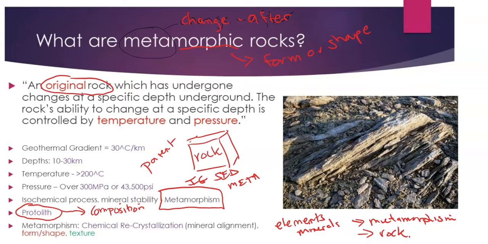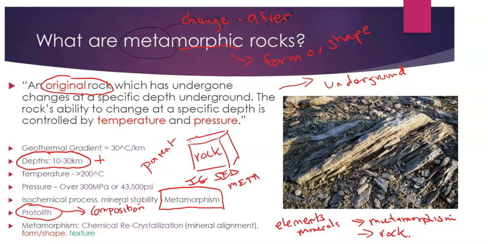So this happens underground, below the surface, at depths of around 10 to 30 kilometers. Now, it can be deeper than 30 kilometers, but the average is between 10 and 30. Now, why is it not anything more shallow or close to the surface than 10 kilometers, like 8 or 6 kilometers? It's because you need certain conditions for this to happen.